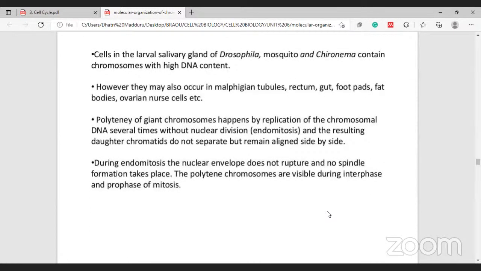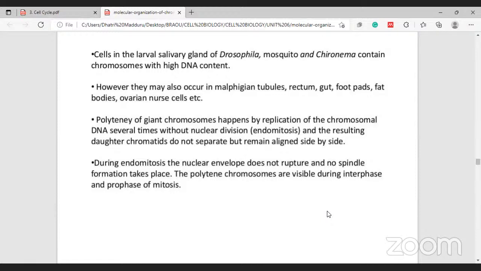They have high DNA content. Sometimes they can also occur in Malpighian tubules, rectum, gut, foot pads, fat bodies, etc. This happens because of replication of chromosomal DNA several times, but there is no nuclear division. That means DNA is replicating, but the nucleus is not dividing. Therefore, the chromatin aligns side by side, and this process is called endomitosis. That means the replication of DNA takes place within the same nuclear envelope.